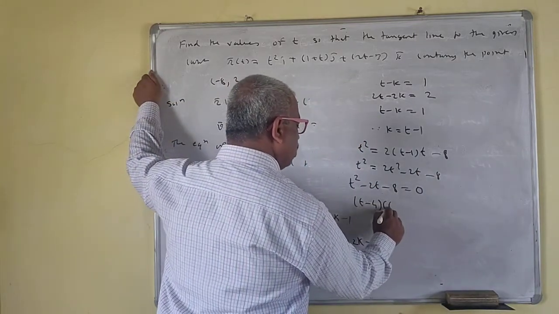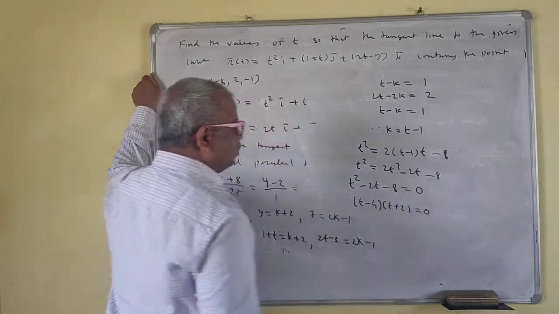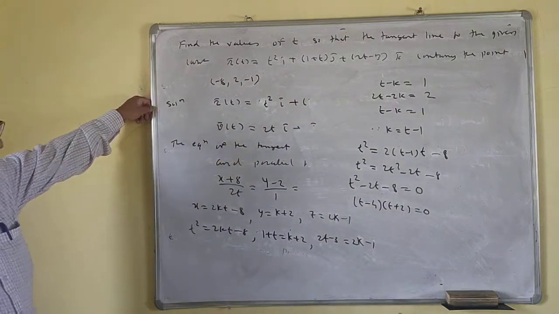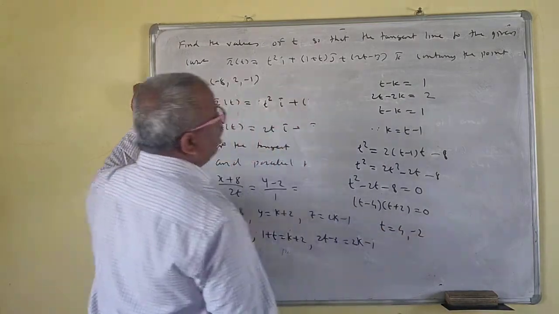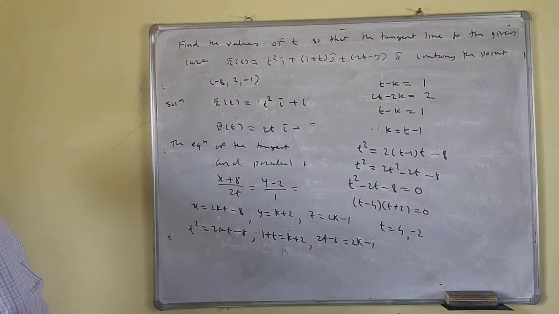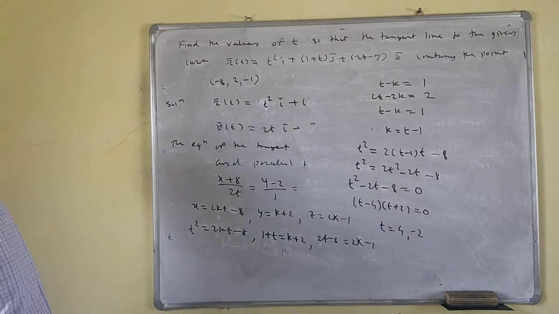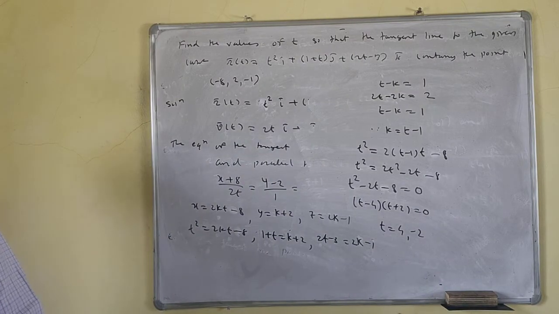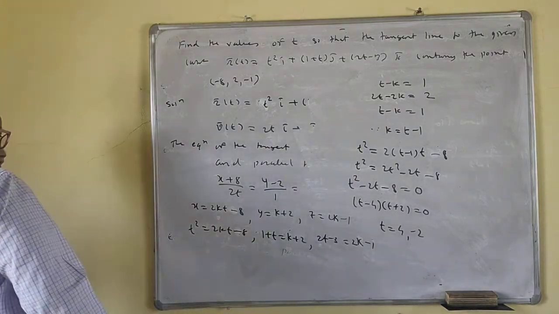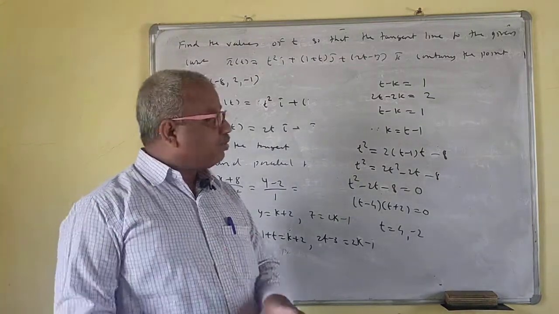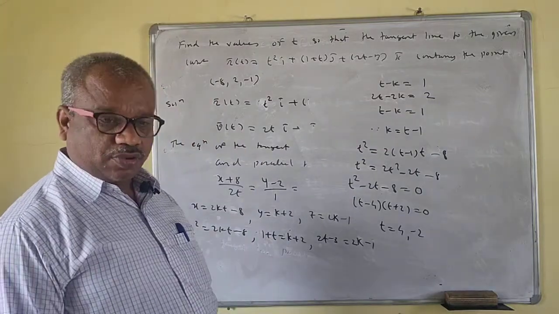t minus 4, t plus 2 is equal to 0. Okay, so t is equal to 4, minus 2 are the required values. Okay, so these are the required values. I hope that you understand this one. Okay, so now we will stop here. Thank you.